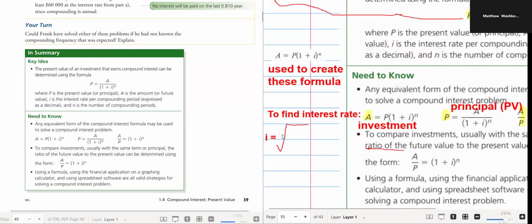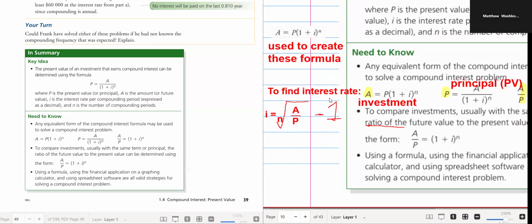So I'm going to put n in here. So it's being rooted by n. And this is A over P, all of it minus 1. Okay. So make sure you put this in here. So if I wanted to find the interest rate, this is the formula I would use. So there's another one in there for you.